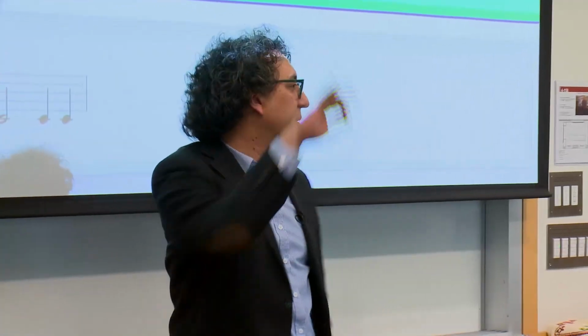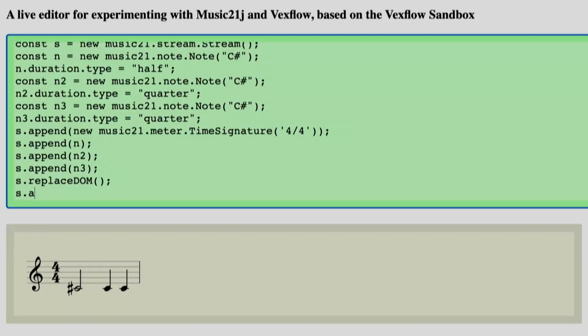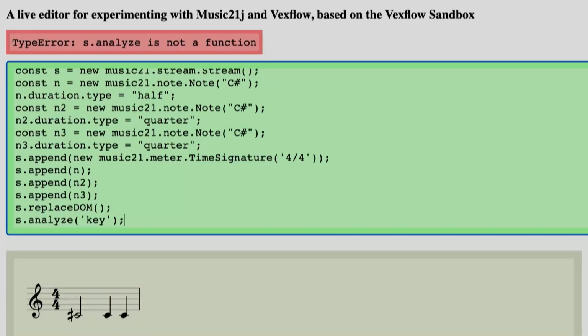And so some of the things you can do: create interactive little systems where you're scrolling things up and down, where you're hearing everything, but it's still absolutely a work in progress. So if you do analyze key, you get "analyze is not a function." So there's still a lot of things missing there. But there's something really nice to being able to manipulate scores in a browser.